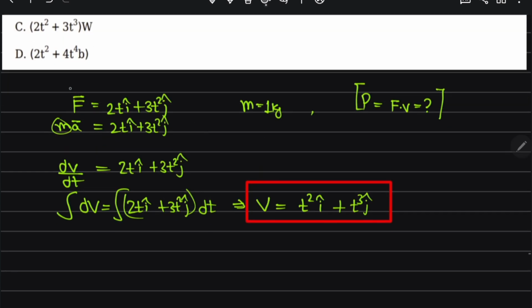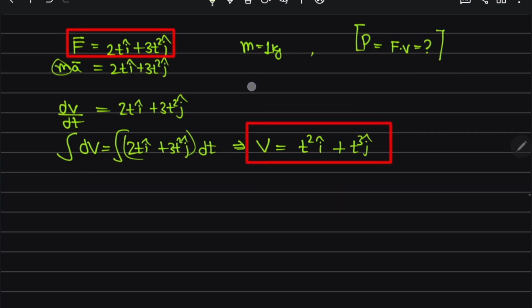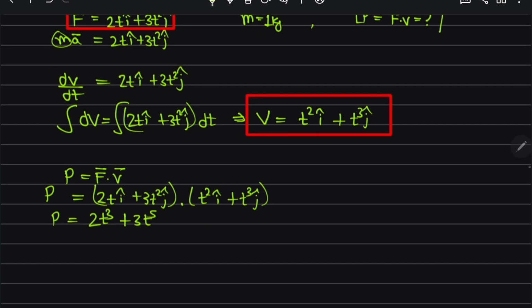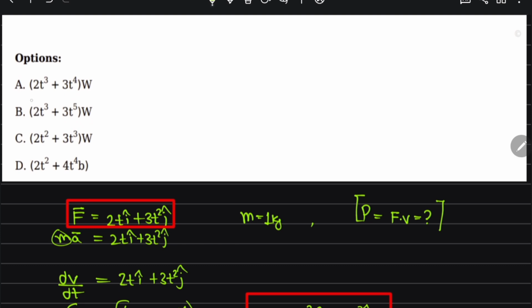Now we already know the force, and we just have to take the dot product. Power is equal to force dot velocity. Force is 2t i cap plus 3t square j cap, and velocity is t square i cap plus t cube j cap. So power comes out to be 2t cube plus 3t to the power 5.